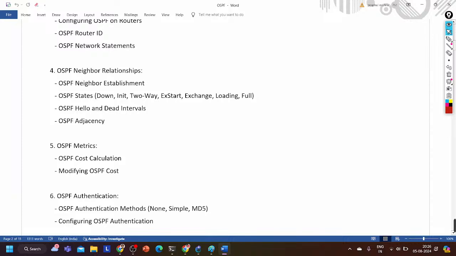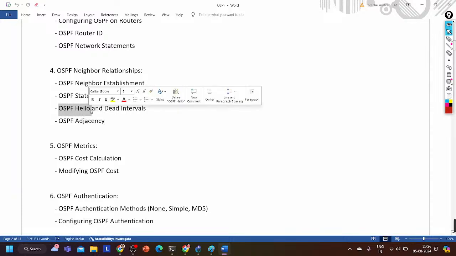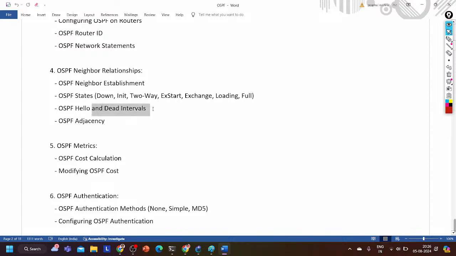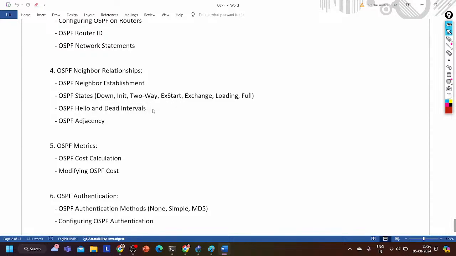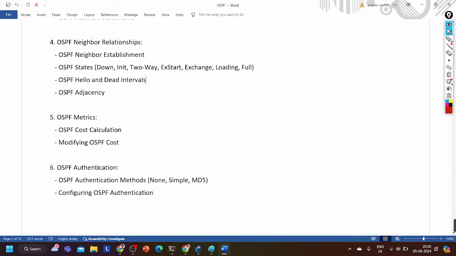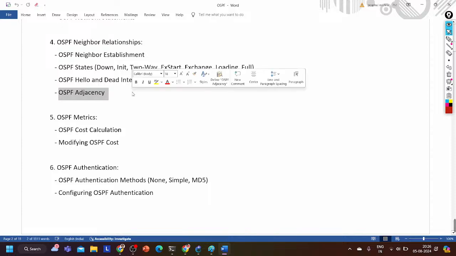Then again, hello time means after what interval of time a router will send a hello message, and dead time means whenever a router receives a hello message, for what time the router is going to hold that information, right? OSPF adjacency, as I told you, there are two types of neighbor, neighbor without adjacency and neighbor with adjacency. So neighbor with adjacency is known as OSPF adjacency.